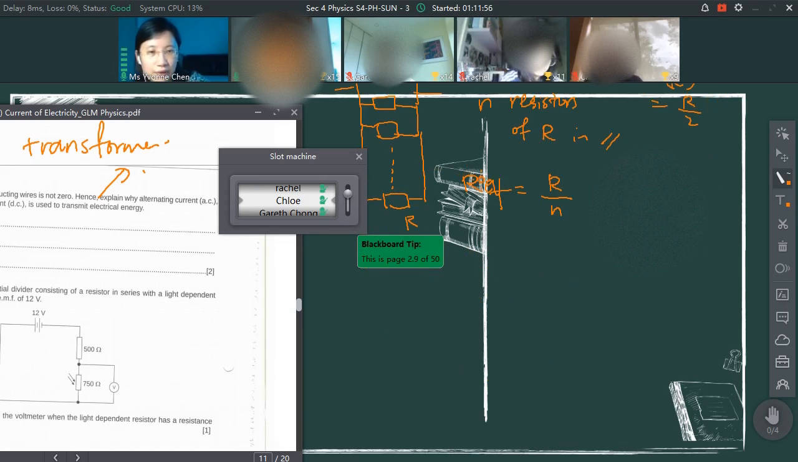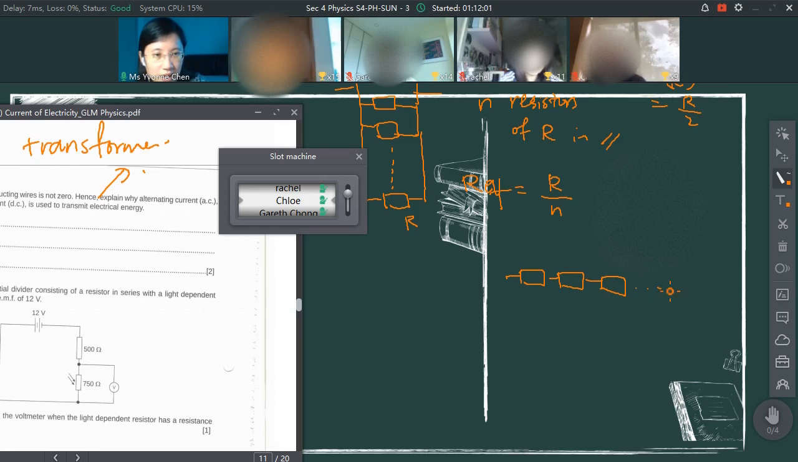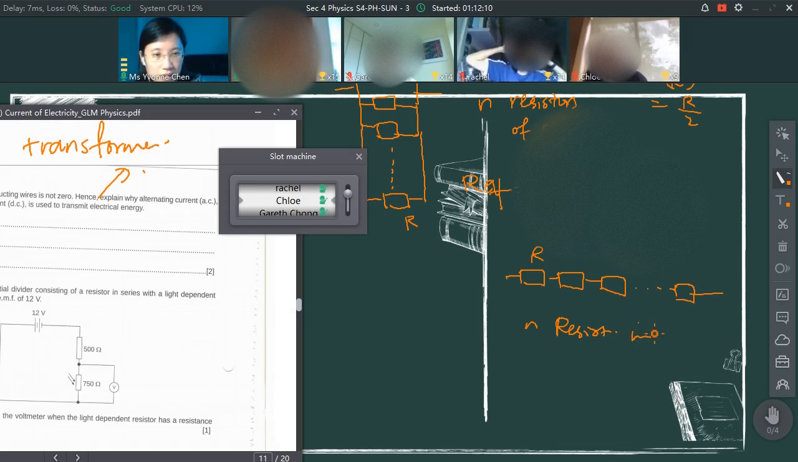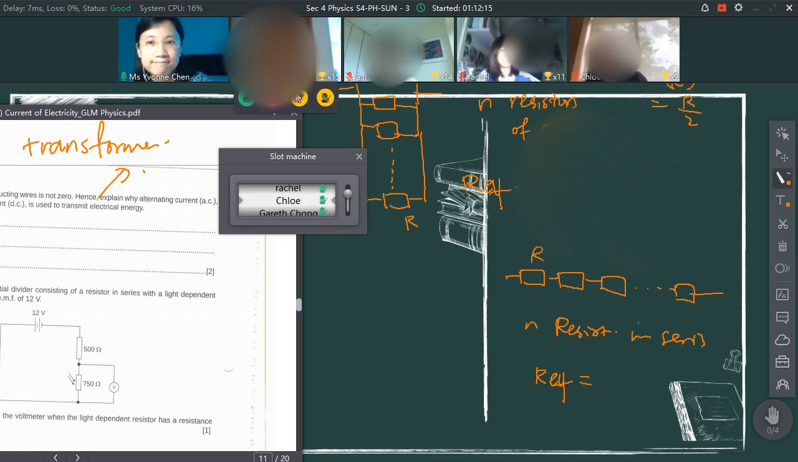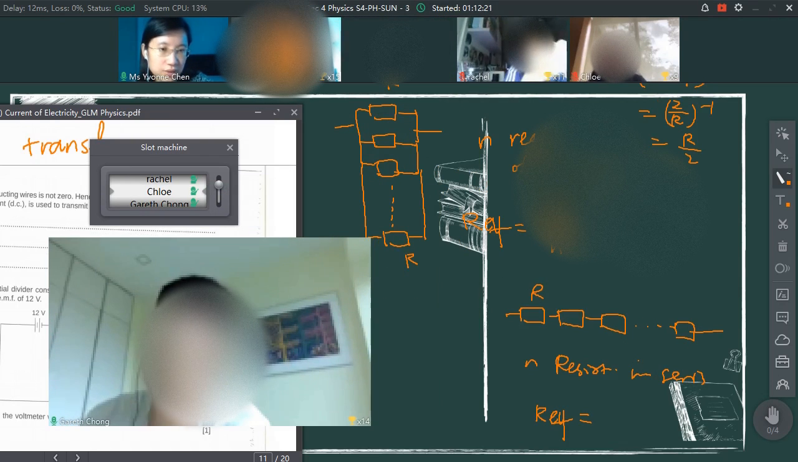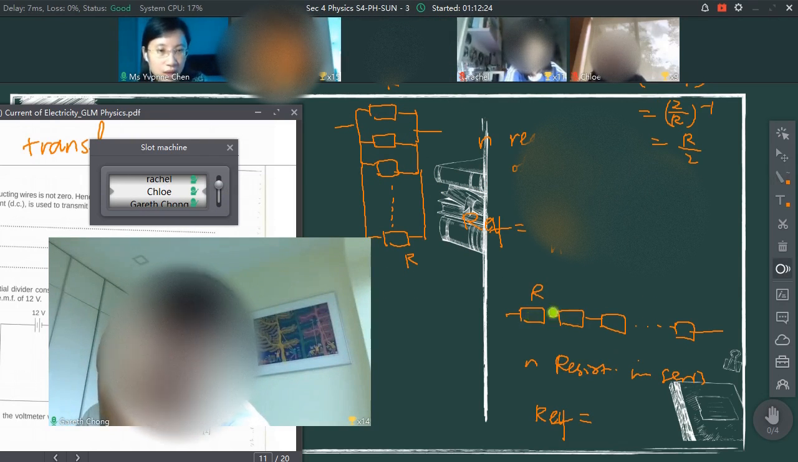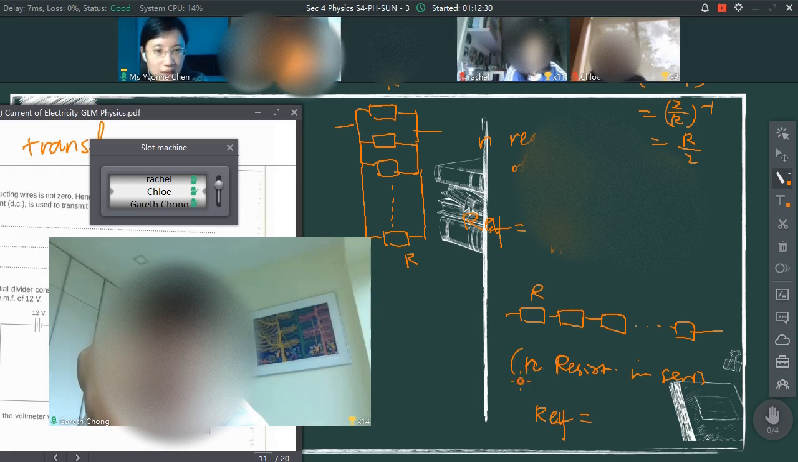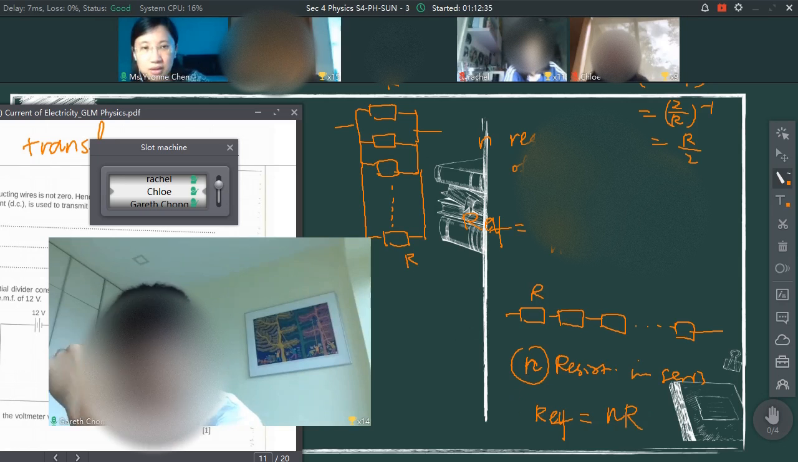So if we have N resistors connected in series, what is the effective resistance? Anyone? This is an easier question compared to the question just now. Can I hear from Gareth? Gareth, what is the effective resistance if I have N resistors connected together? The number of resistors is N. N times R. Thank you, very good. So take note of this.